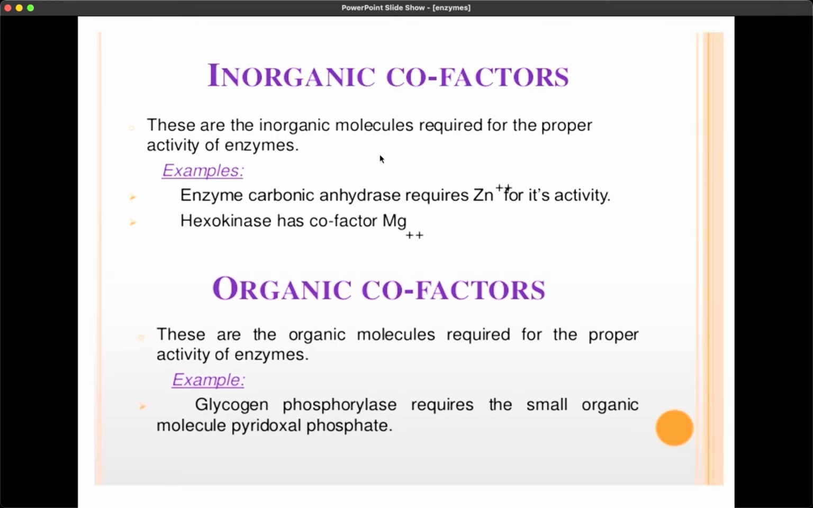If the cofactors are inorganic molecules, these are called the inorganic cofactors for the enzymes. For example, for the enzyme carbonic anhydrase, zinc is needed for its activity, and for hexokinase as cofactor, the magnesium. Okay, and in case of organic cofactors, organic molecules are the cofactors for the enzymes. For example, glycogen phosphorylase enzyme needs a small amount of pyridoxal phosphate, which is an organic molecule.